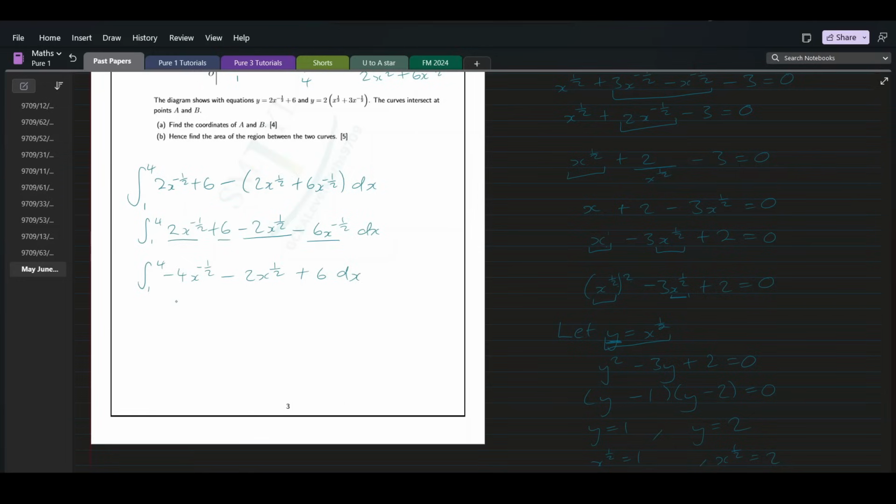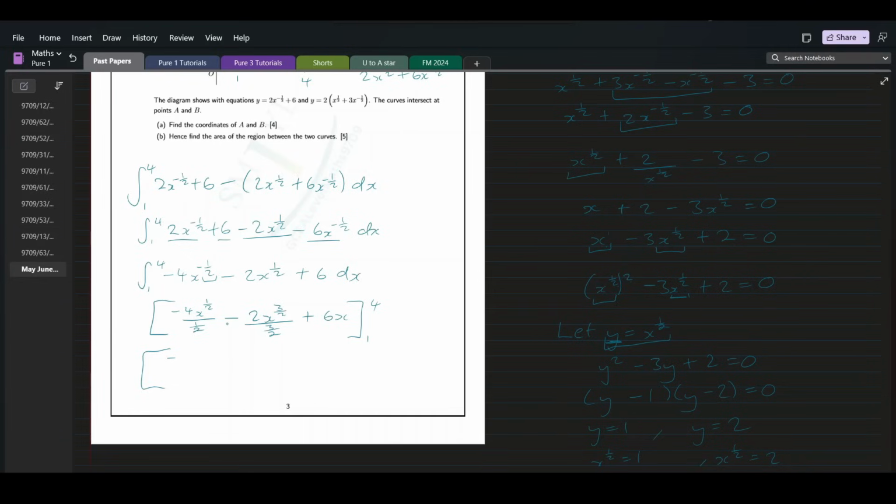Okay, so now we can integrate. If we add 1 to our power over here, this is negative 4x, that would now become a half. So that means we are dividing by 1 over 2. And then minus, we've got 2x. If we add 1 to half, you get 3 over 2. So we're dividing by 3 over 2. And then we've got plus 6x, and this is from 1 to 4.